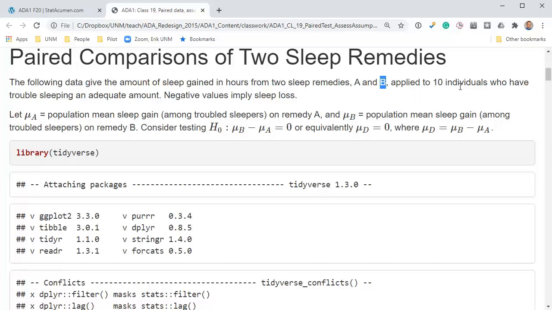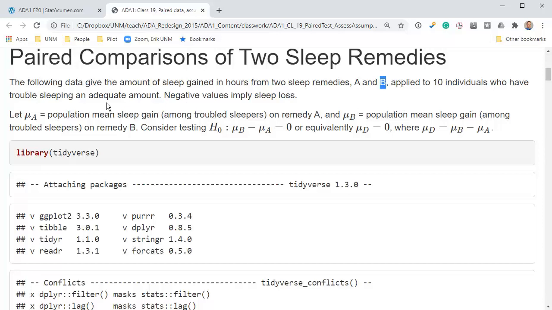There were 10 individuals who were in the study, and they have trouble sleeping an adequate amount, and we're hoping that one of these 2 sleep remedies helps them out. If you get a negative value, you actually lost sleep. So if I typically sleep 7 hours, but I take remedy B and I sleep 6.5 hours, I've lost a half hour of sleep. That's a negative 0.5.